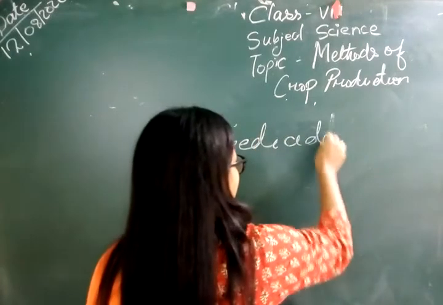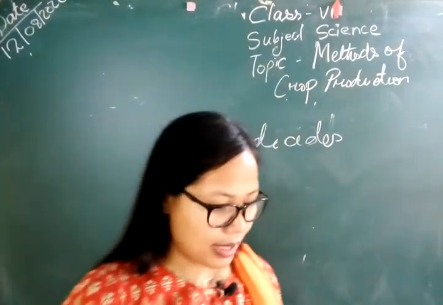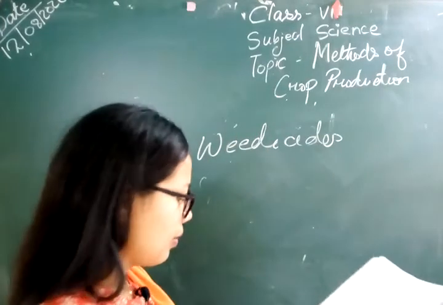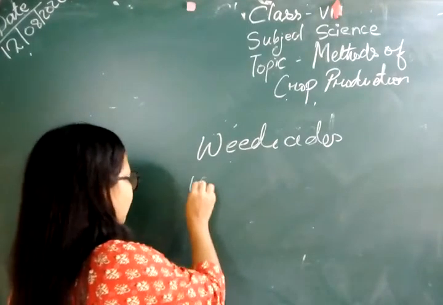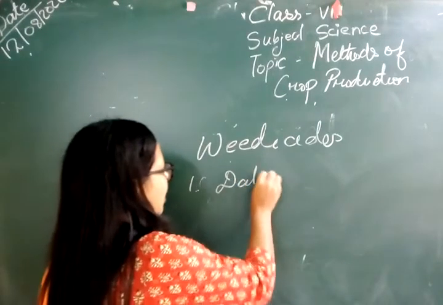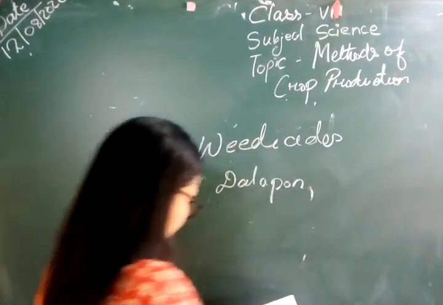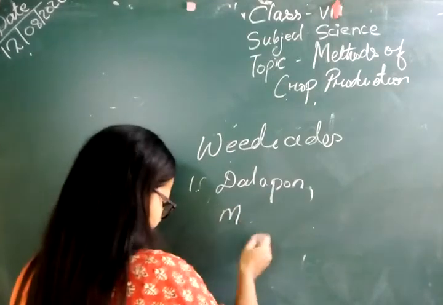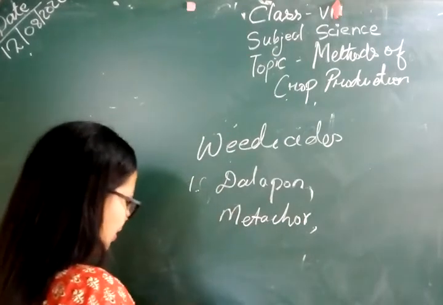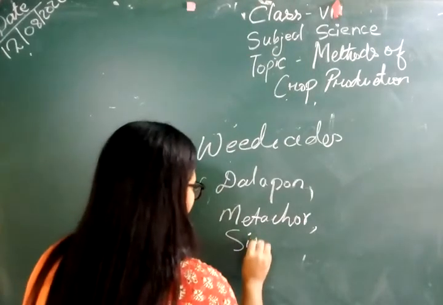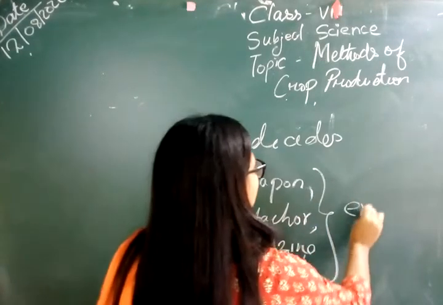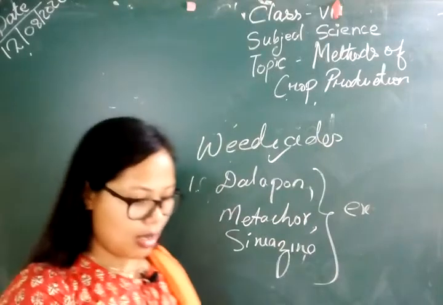So here are herbicides or weedicides. These herbicides are the same as a herbicide. So let's see what are the examples of weedicides. Telephone and metachlor. Metachlor is quite uncommon. And cynism. These are the examples of weedicides.